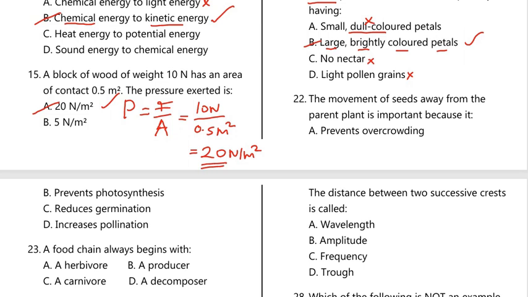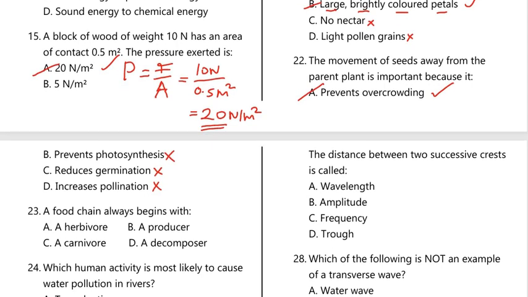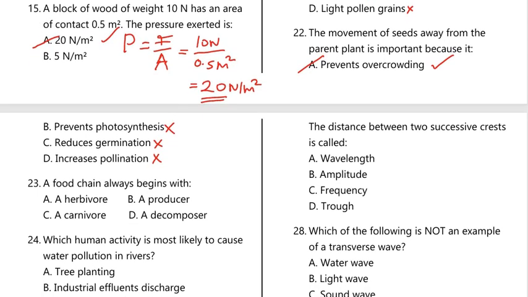22. The movement of seed away from the parent plant is important because it prevents overcrowding. Prevent photosynthesis, no. Reduces germination, no. Increases pollination, no. Prevent overcrowding, that is seed dispersal. Seed dispersal prevents overcrowding and competition.